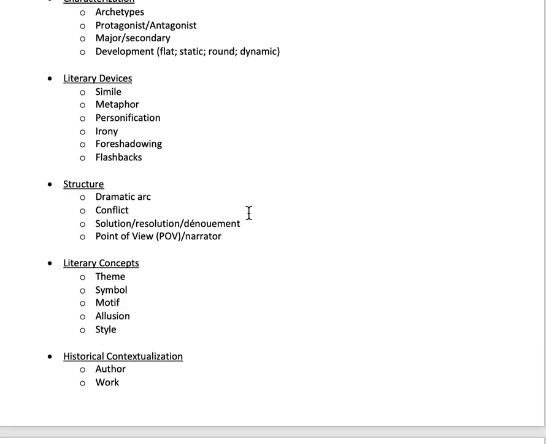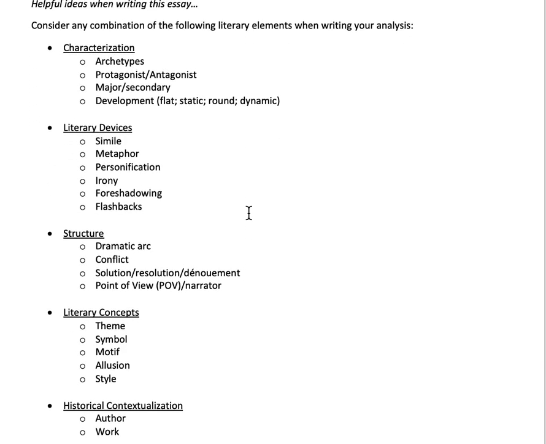So I've listed some helpful suggestions here of literary elements you can look at when writing your analysis. Again, I highly recommend you focus on one primary, so one like characterization or literary devices or structure, and then think about other literary elements you can enfold into your analysis. But you want to keep it narrow and focused and concrete rather than trying to cover, say, 30 different literary elements, but only giving each one, say, a couple of sentences.